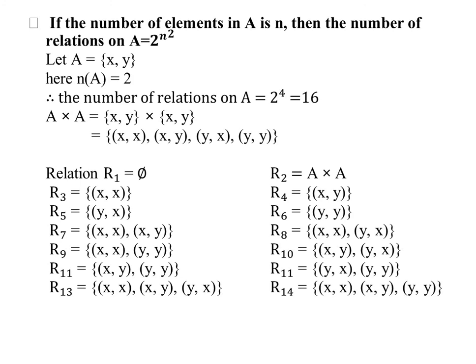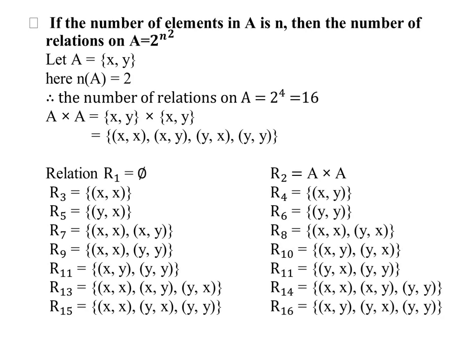R14 is equal to the ordered pairs xx, yx and yy. Then R14 is a subset of A cross A. R15 is equal to the ordered pairs xx, yx and yy. So R15 is a subset of A cross A. R16 is equal to the ordered pairs xy, yx and yy. So R16 is a subset of A cross A. How many relations? The total is 16 relations: R1, R2, R3, R4 and so on up to R16.